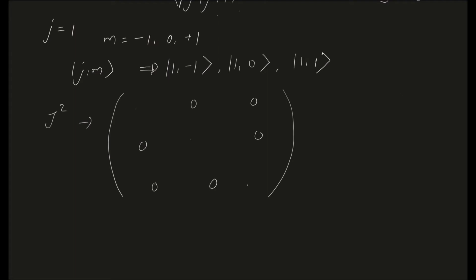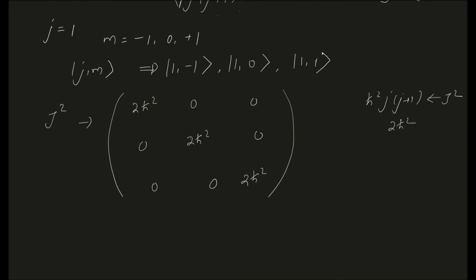Now what is the magnitude of this diagonal element? The eigenvalues are given by h cross square into j into j plus 1. So this is for j square, right? For this particular example we have taken j is equal to 1. So this will give us 2 h cross square as the diagonal values, 2 h cross square.